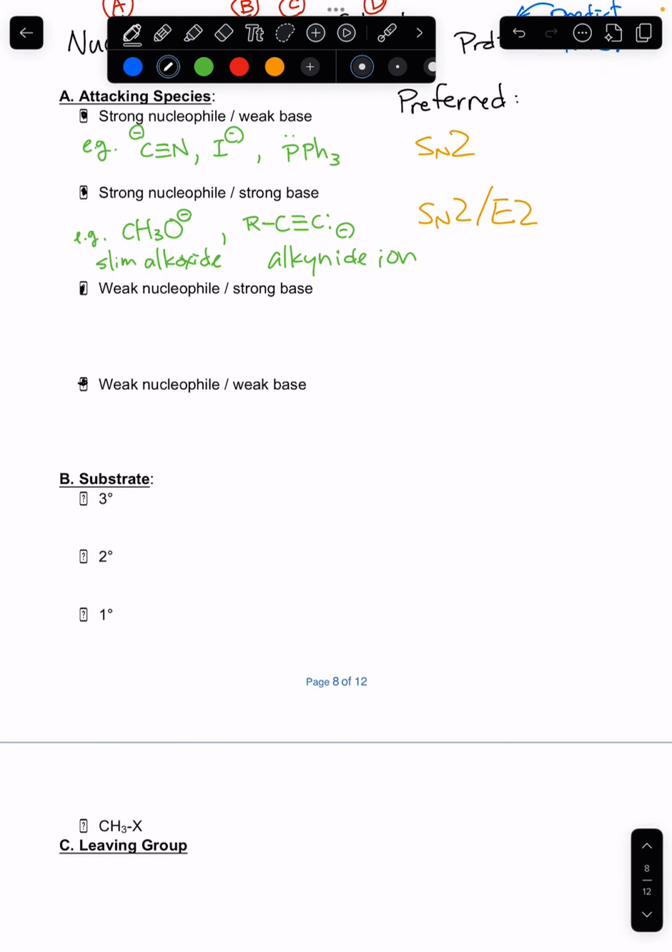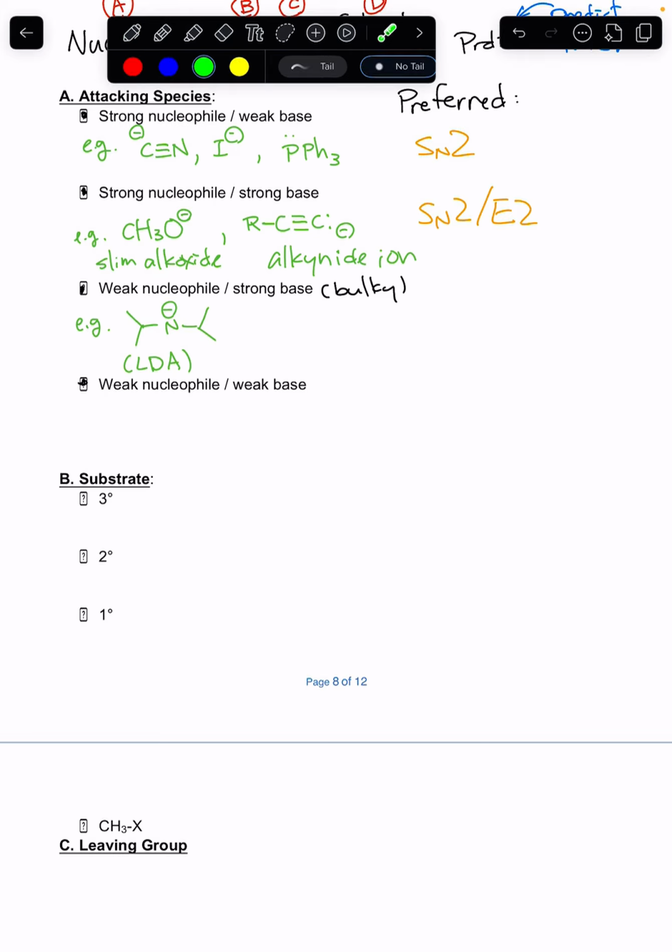Hope that makes sense. If you have a strong base that's not great as a nucleophile, that often means they're just bulky. So maybe we'll make that note here. Here's an example. This is often abbreviated lithium diisopropylamide, and I'm not showing the lithium part because that would be the counter, spectator ion.